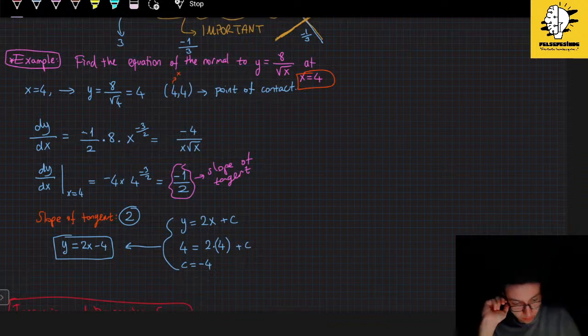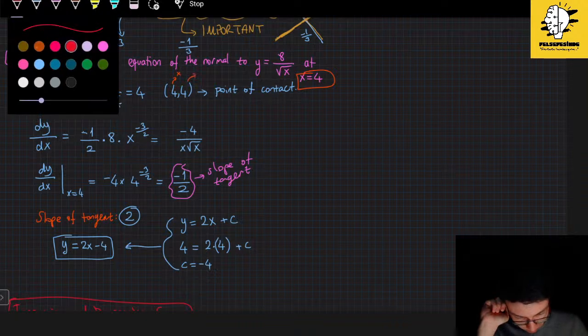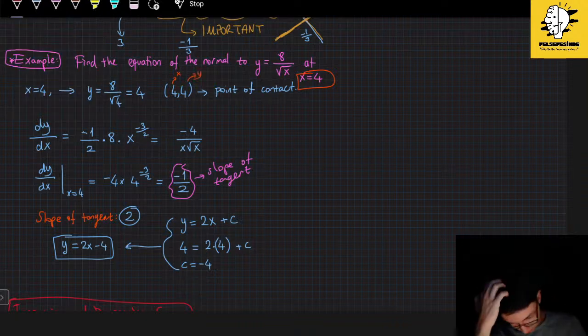And when we take the differentiation of this, we can see that it is minus 1 over 2, because this is in the denominator, times 8, the numerator does not change, and also we reduce by 1 the power of x, and it is minus 3 over 2. Yeah?